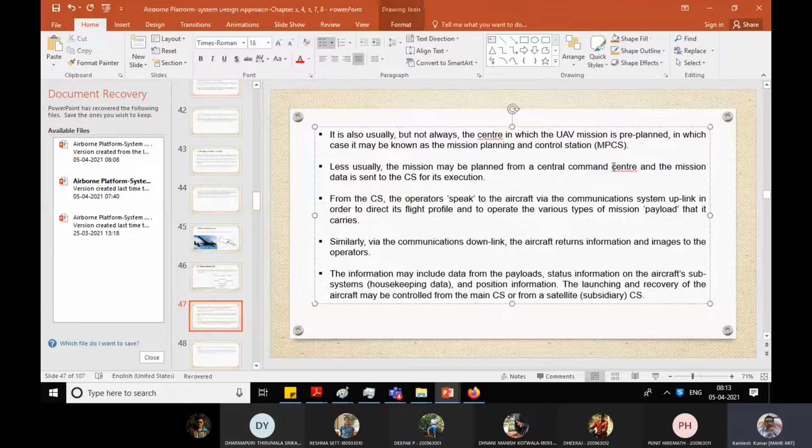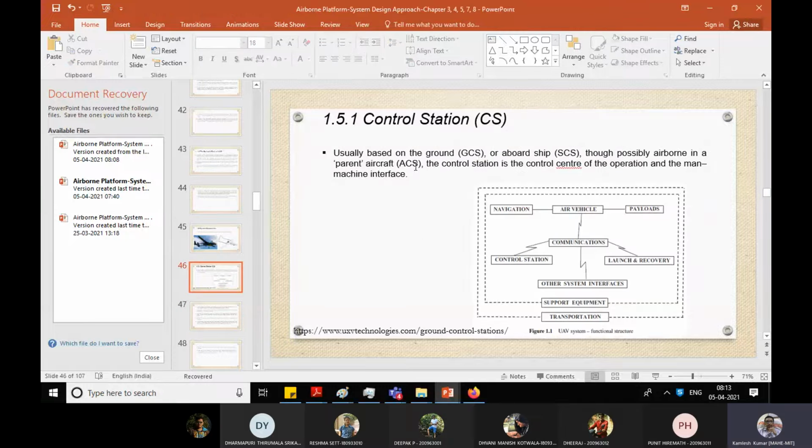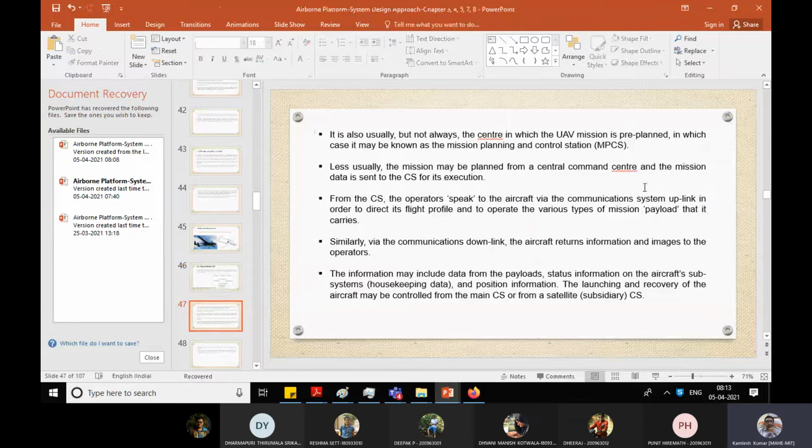User sources like the Navy, Army, and Air Force will feed requests to the central command center. The central command center will approach your CS, like who has this type of system, either GCS, SCS, or ACS. That information will be uploaded from the central command center, and the information now available to the CS will be sent to the aircraft for execution.